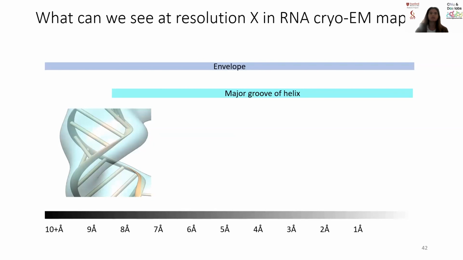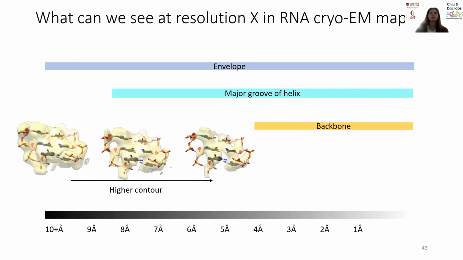So briefly, what is resolution? I just thought I'd show you some images and the scale. The scale goes in reverse numerically. So 10 angstroms is low resolution, 1 angstrom is high resolution. At something like 9 angstroms, you can see a helical shape. So you see here a nice helix. It's only when you get down to something like 4 angstroms that you can start seeing a backbone pattern.